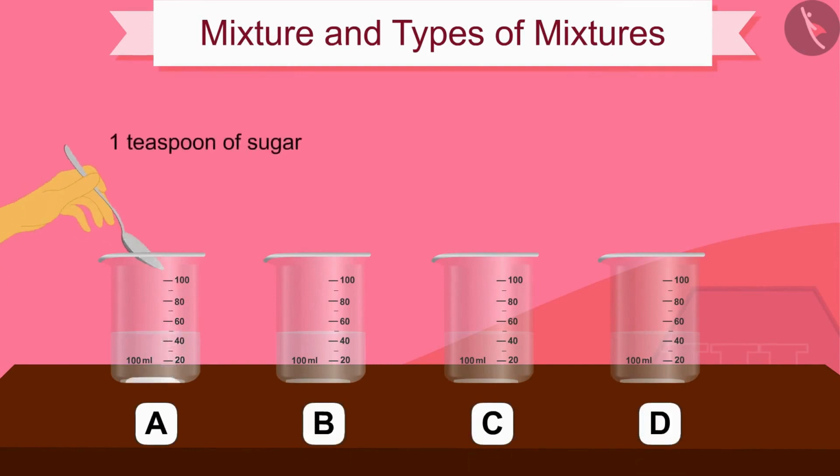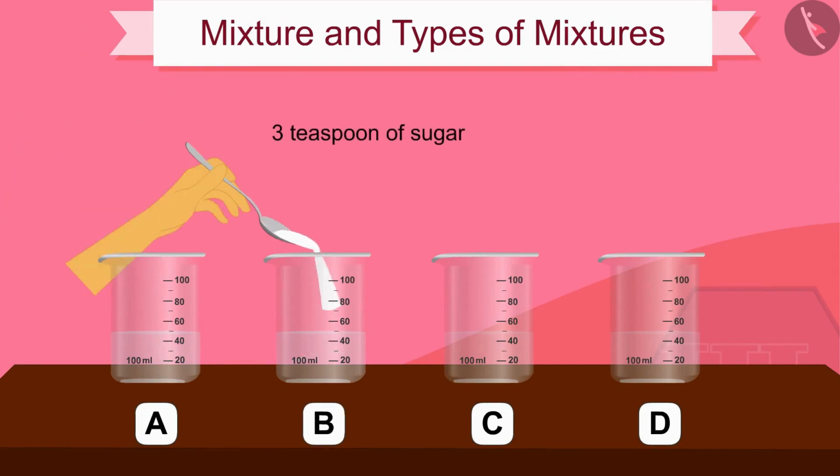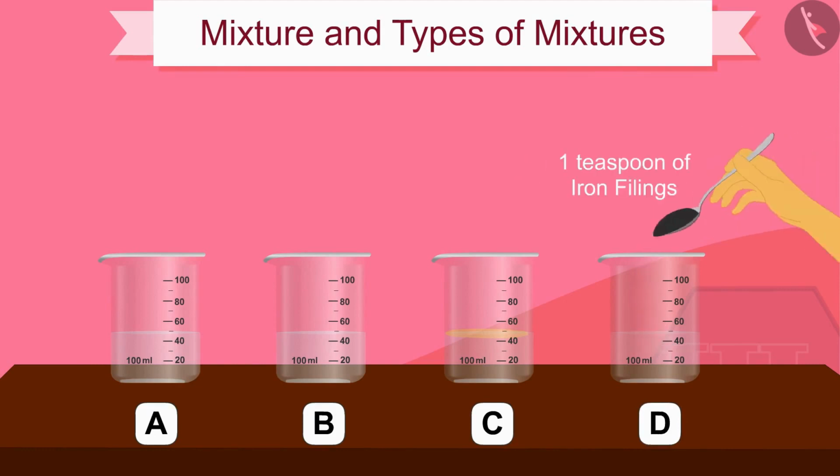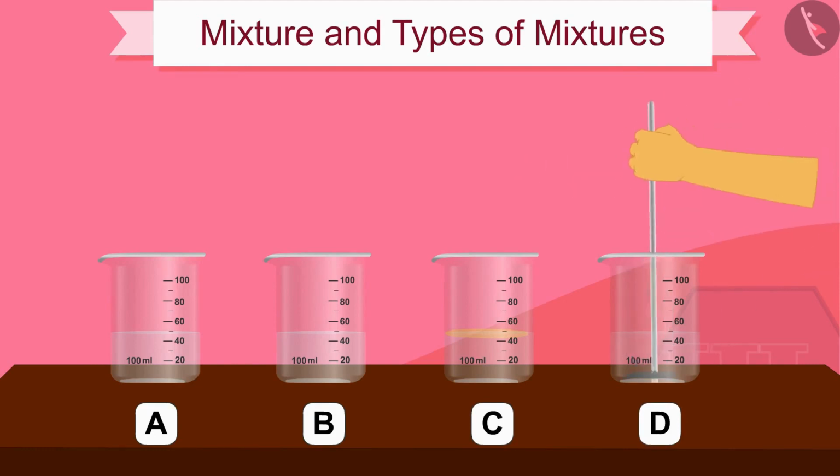Now dissolve 1 teaspoon of sugar in A beaker. Tell your friend to dissolve 3 teaspoons of sugar in the B beaker. Now ask your second friend to dissolve 1 teaspoon of oil in the beaker C, and finally ask the third friend to dissolve 1 teaspoon of sodium chloride and iron filings in the beaker D.